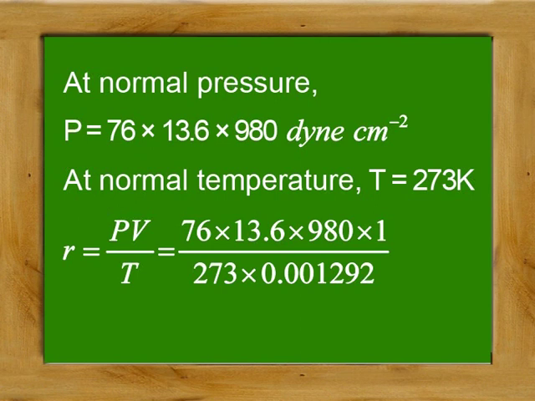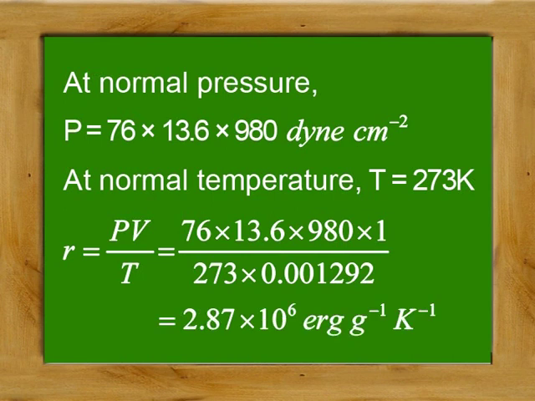On substituting the values of P, V and T in this equation, we get 76 into 13.6 into 980 into 1 upon 273 into 0.001292. That is equal to 2.87 into 10 raised to the power 6 erg per gram per Kelvin.